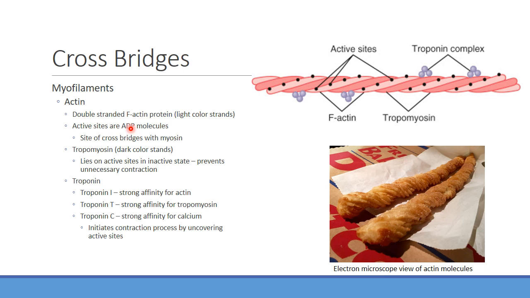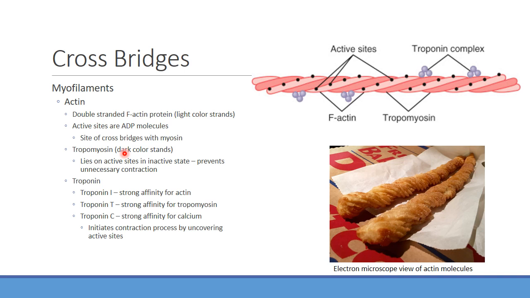Anyway, you'll also have these active sites, and the active sites are actually going to be ADP molecules. You can see these little spots here along the strands, and these are going to be sitting on the double-stranded F-actin proteins, on those light-colored strands essentially. You're also going to have another strand here called tropomyosin. These are going to be the dark-colored ones in the picture here. And in the uncontracted or inactive state, you're going to find that the tropomyosin is covering up those active sites.